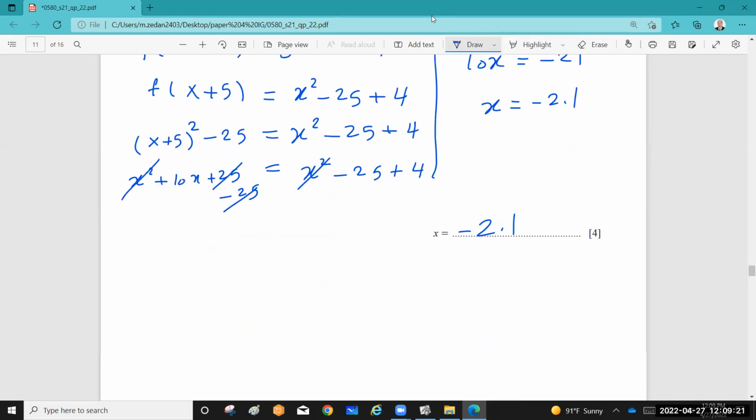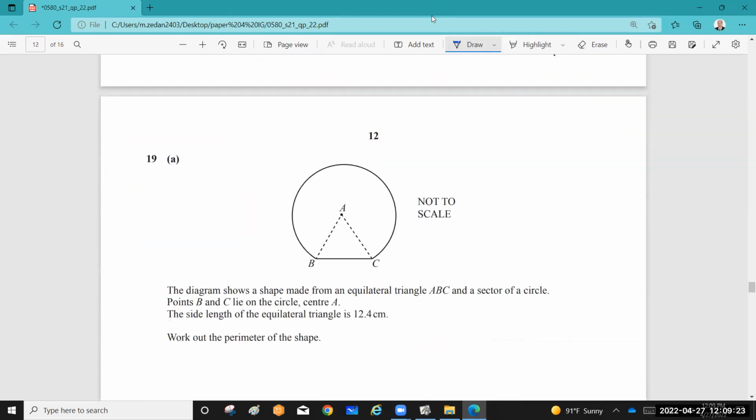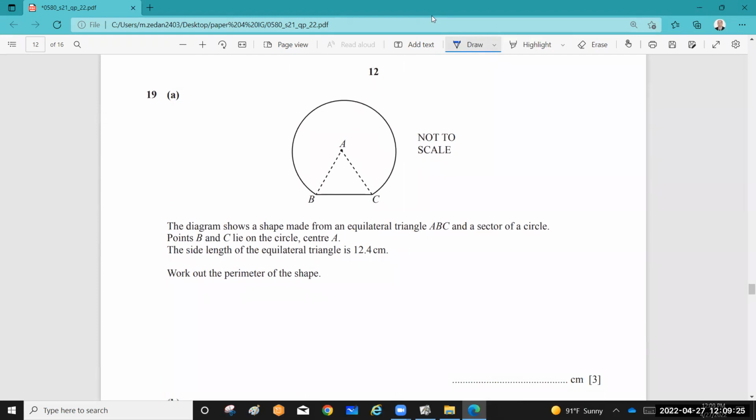Next question is number 19. I have a circle, center A, and this triangle is an equilateral triangle, side 12.4. I'd like to find the perimeter of the shape. The perimeter of the shape, as you see, is the major arc BC, this big one, plus the side BC.